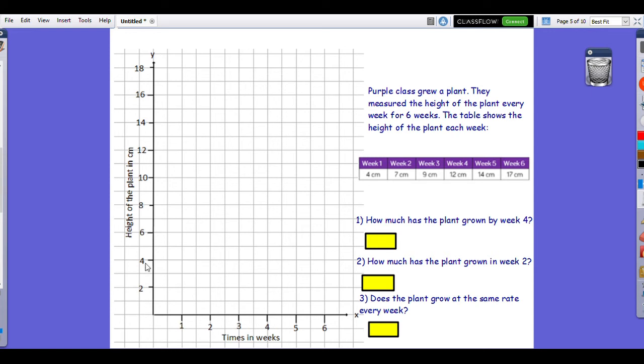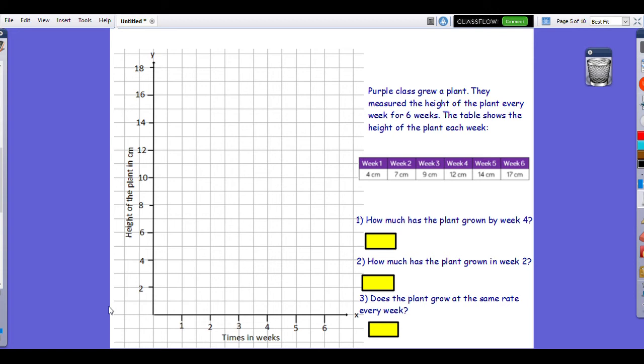This is called a scale, and it has to be even. You can't put random numbers along the bottom here. You can't space them out in a different way. They have to be really even, and they have to be going up in even jumps each time. Okay, so if you're drawing it out, be really careful with that.